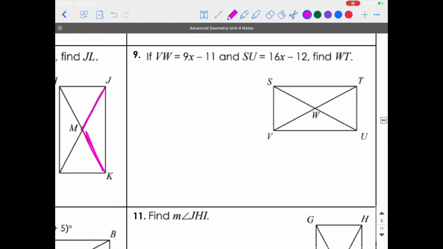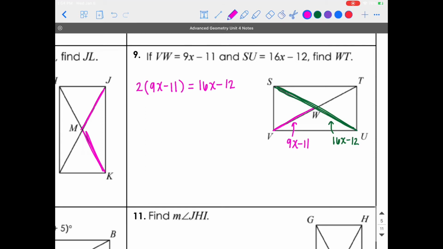All right, VW, it's right here, is 9x minus 11, and SU is 16x minus 12. Those are not equal to each other. It takes 2 of the pink, 2 of the VW, to equal SU, because VW is only half of that. So I can do 2 times 9x minus 11 equals 16x minus 12.